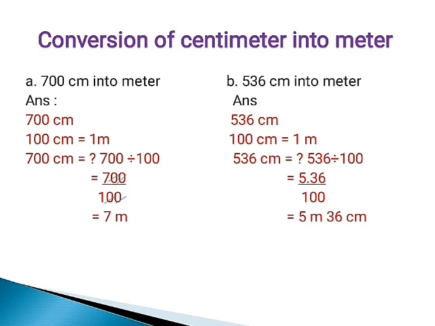5.36. Before the dot, the 5 we call it as meter. After the dot, the 36 we call it as centimeter. So, the answer is 5 meter 36 centimeter.